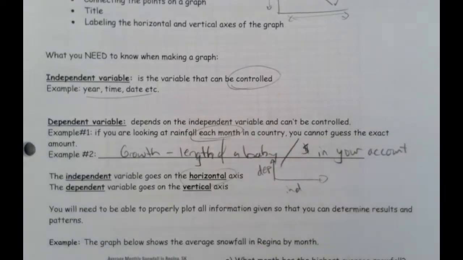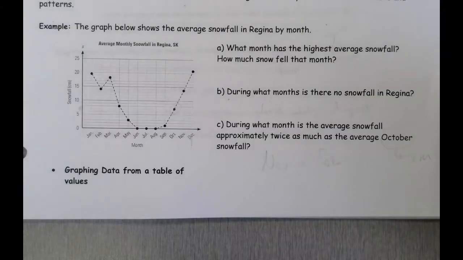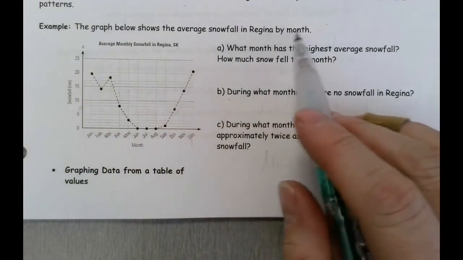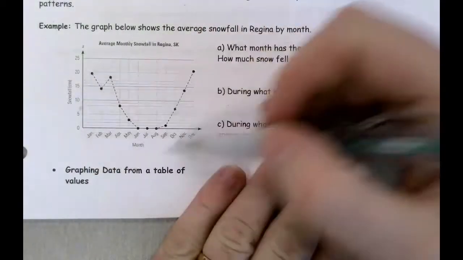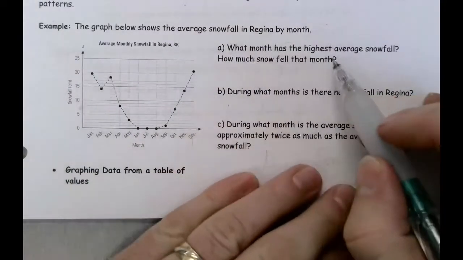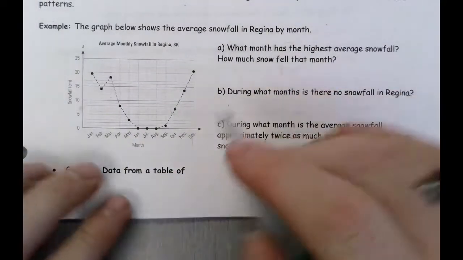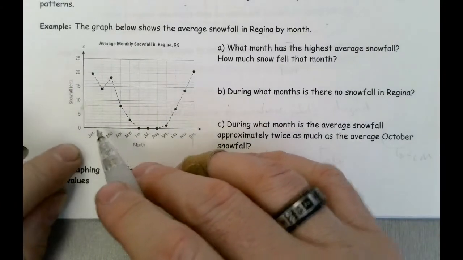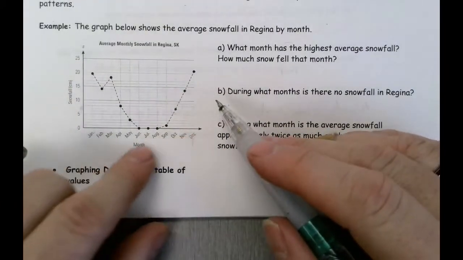Now, let's take a look at an example of grabbing out some information from a broken line graph. In this question, it says the graph below shows the average snowfall in Regina by month. Here's our average snowfall. In what month was the highest snowfall? We're just going to take a quick look here. Bear in mind that the snowfall, the depth of the snow, depends on the month. So that's what we're seeing here.